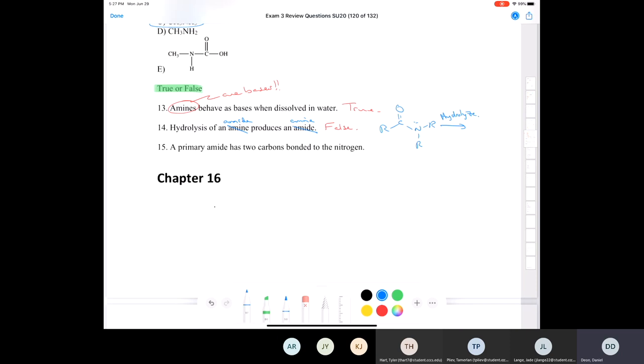The last one, number 15, says a primary amide has two carbons bonded to the nitrogen. Is that true or false? A primary amide. Yeah, it's false, okay? This is a primary amide, which only has one carbon bound to the nitrogen, this one here. Then I have a secondary amide, okay? A secondary amide has 1, 2 carbons, and then a tertiary amide has 1, 2, 3 carbons bound to the nitrogen like that. Okay, so this one, number 15, would be false.